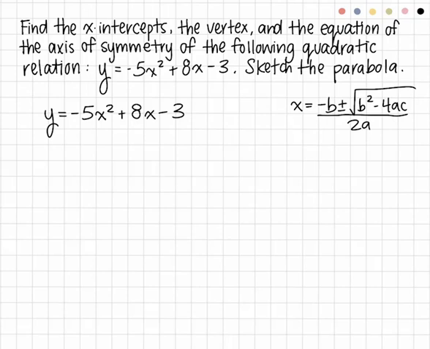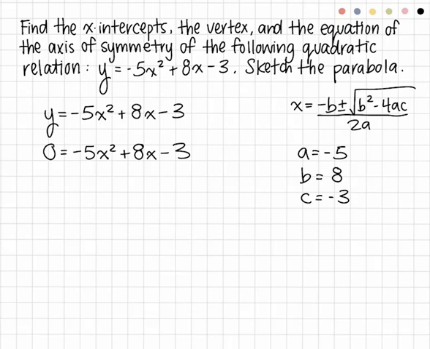Okay, so before anything happens, I need to rewrite my relation because I see that it's not set equal to 0. That's what we need to do in order to find our zeros: we have to set y equal to 0 to find the x-intercepts. So let's rewrite it: 0 equals negative 5x squared plus 8x minus 3. What's my a value here? It's negative 5, my b is 8, and my c is negative 3. So let's begin by substituting and solving.